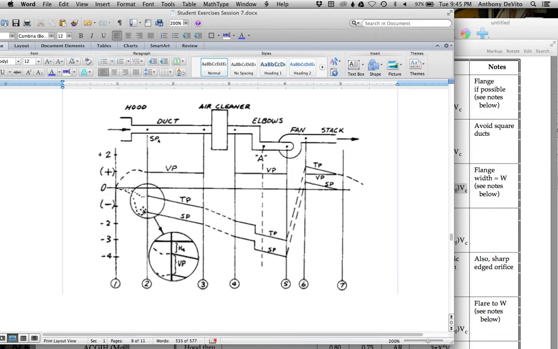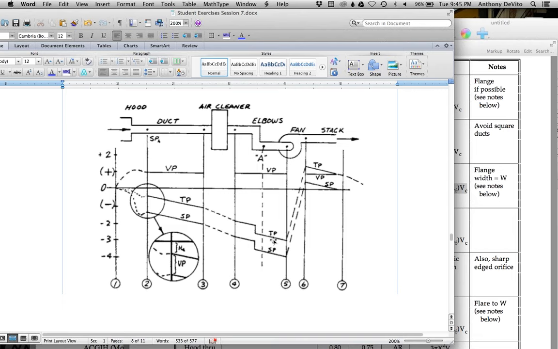So what's happening here? If you look at this, notice that up until you get to the fan, what's happening to the static pressure as you go across? It looks like the static pressure is going down. It's getting more and more negative. As we've been calculating this, that's what we've been doing. We've been making the static pressure more and more negative to make up for losses.